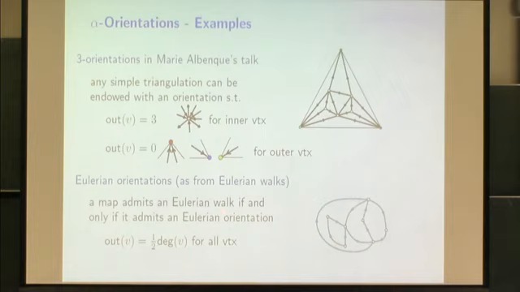Another example that you probably know about is Eulerian orientations, where you consider a map where every vertex has an even degree, and you call an Eulerian orientation an orientation such that the out degree at every vertex is half the total degree. It's a classic result that a map admits an Eulerian walk, that is a walk that goes across every edge exactly once, if and only if it admits an Eulerian orientation, and more interestingly, if and only if every vertex degree is even.